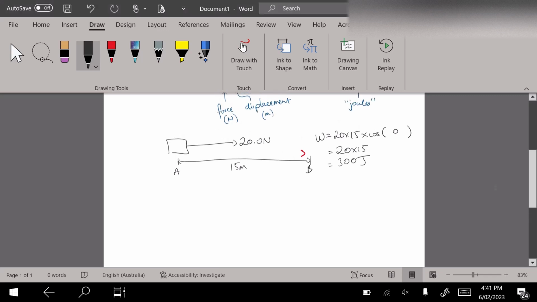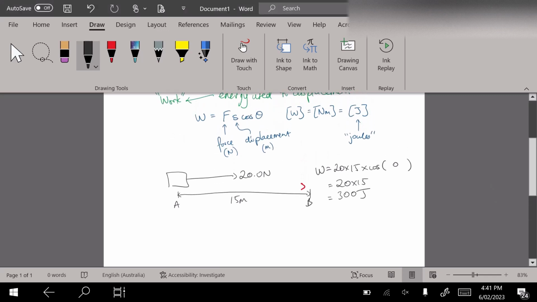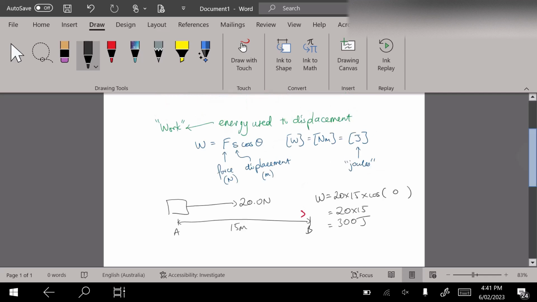If the force vector or the displacement vector was at a different angle, of course, we'd put that angle into that position. That's basically about it.